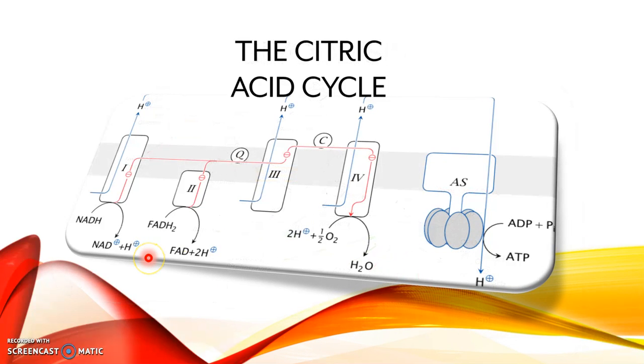Through the citric acid cycle, we get 2 ATP by substrate level phosphorylation, 18 ATP from 6 NADH by oxidative phosphorylation, and 4 ATP from 2 FADH2 by oxidative phosphorylation.